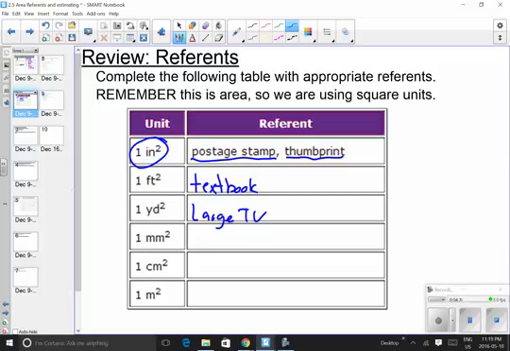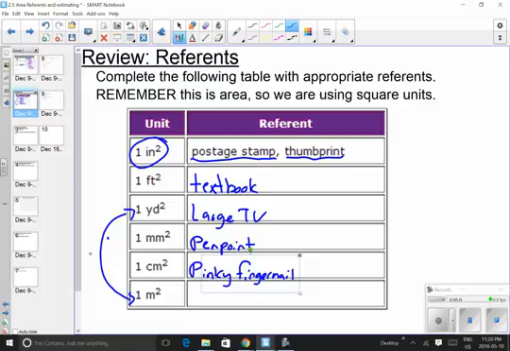A millimeter squared, that is tiny. That's about that big. So it is, if your pen point somehow made a square, that's how big a millimeter squared would be, give or take. A centimeter squared, my personal favorite. If your thumbprint is an inch, your pinky is a centimeter squared. So I like to think of that as your pinky fingernail. Right. That little fingernail, that's about how big 1 centimeter squared is. And a meter squared, that's actually pretty close to a yard squared. These are very close. So again, a large TV.